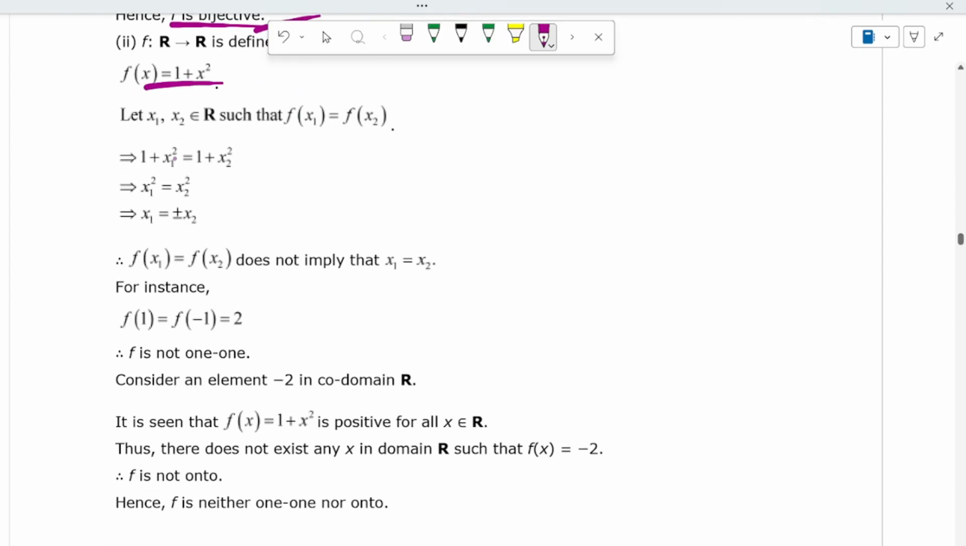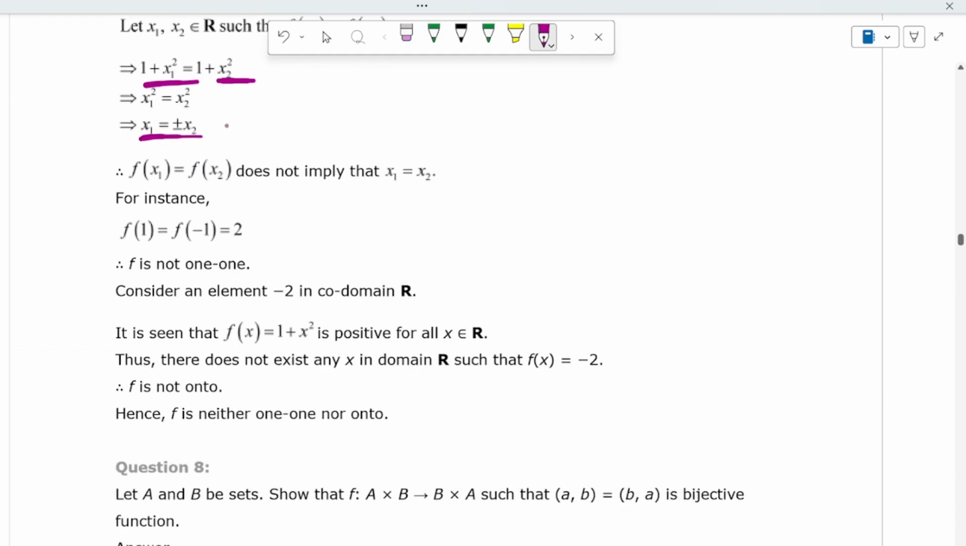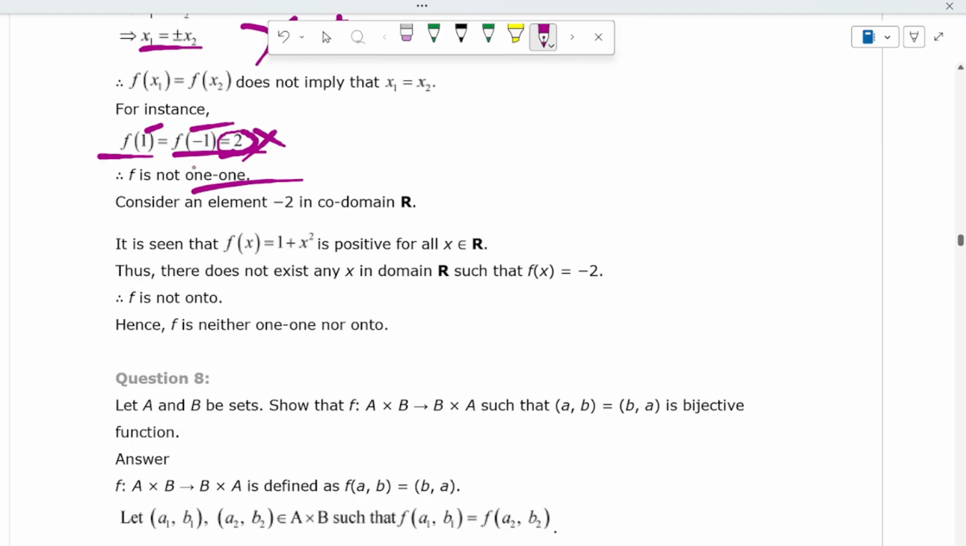Here also the same: in the x place you replace x1 and x2, you will get x is equal to plus or minus. See, if it is a square, it should be either plus or minus, right? So it is said that it is not 1-1. You can take the plus 1 value and the minus 1 value, which means the function value is not equal. Their values may be different, but the function value is equal. So we say that it is not 1-1.